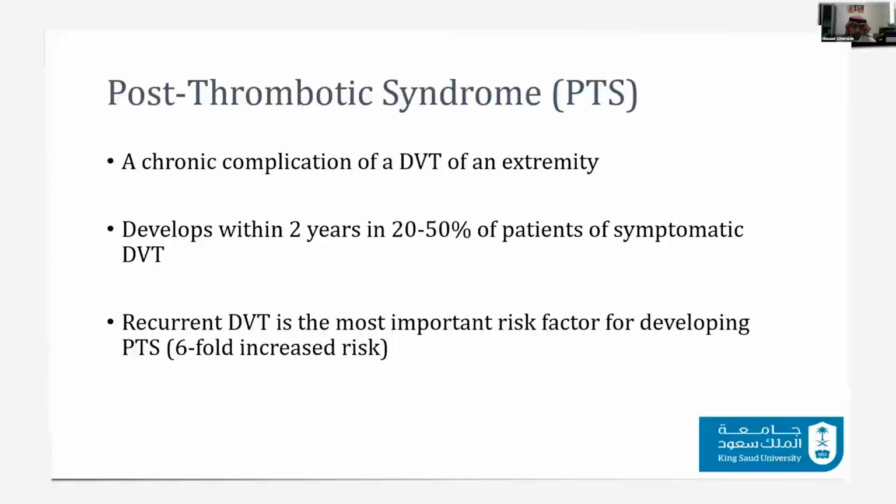Post-thrombotic syndrome, as you know, is a chronic complication of a DVT of really any extremity. But for the context of this talk, we will be focusing on the lower extremity PTS. It usually develops within the first 2 years in those who had symptomatic DVT. And recurrent DVT is the most important risk factor of developing PTS itself.